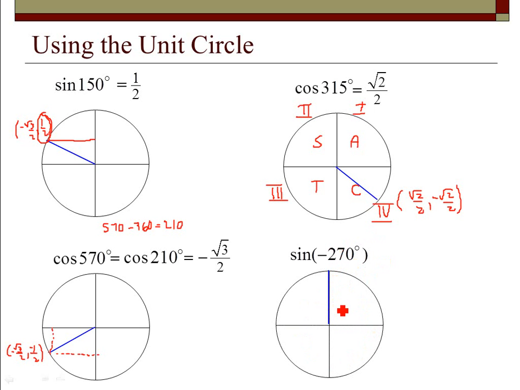The ones that fall on the axis are going to be either 0 or 1 or negative 1. Well, I'm up here at the top. That's my point. This point was 0, positive 1. Sine is the y value, so this equals 1.